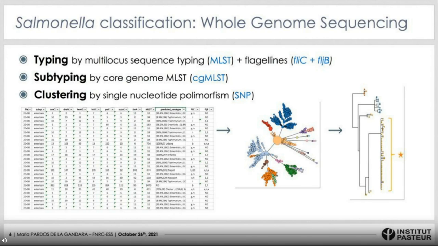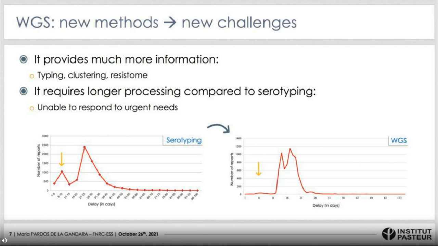Whole genome sequencing can also allow us to do some subtyping that in our case we do based on the core genome MLST based on 3,000 genes. And finally, even if needed, we can do some clustering, really detailed clustering based on single nucleotide polymorphism. So these new methods are giving us a lot of information. We can know a lot of things from the bacteria, including all the acquired genes for resistance to antibiotics.